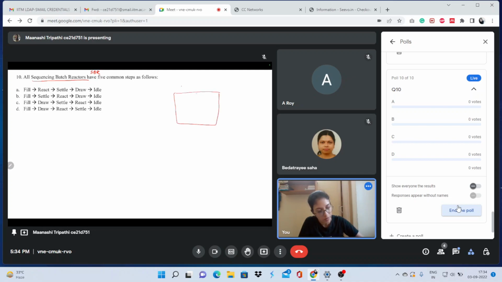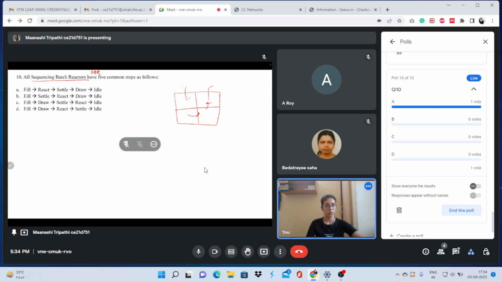What we do sometimes, we will divide it into compartments. So one thing is happening in this, another thing will happen in this. Water will go from here, go from there, then go out. We do sometimes like this. So what is the sequence? Thank you. More answers? Okay. So yes, you are correct. The option is A. Fill, react, settle, draw, idle.